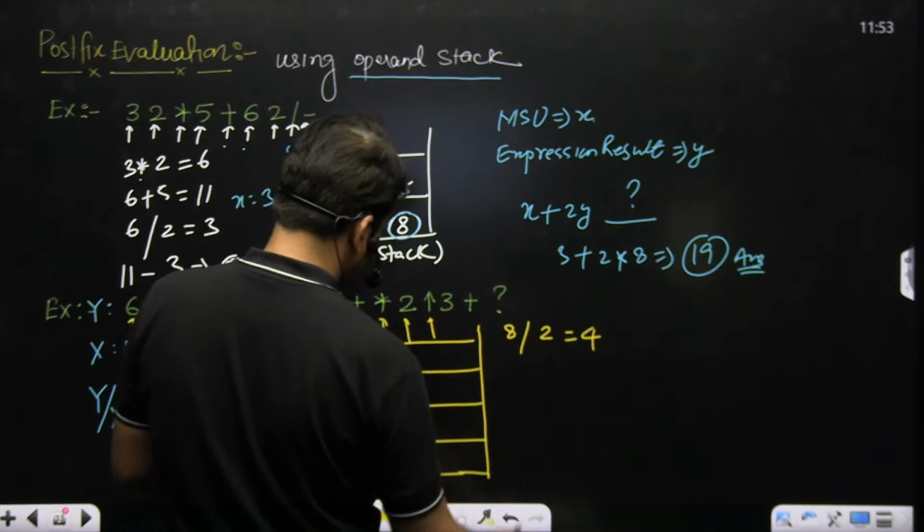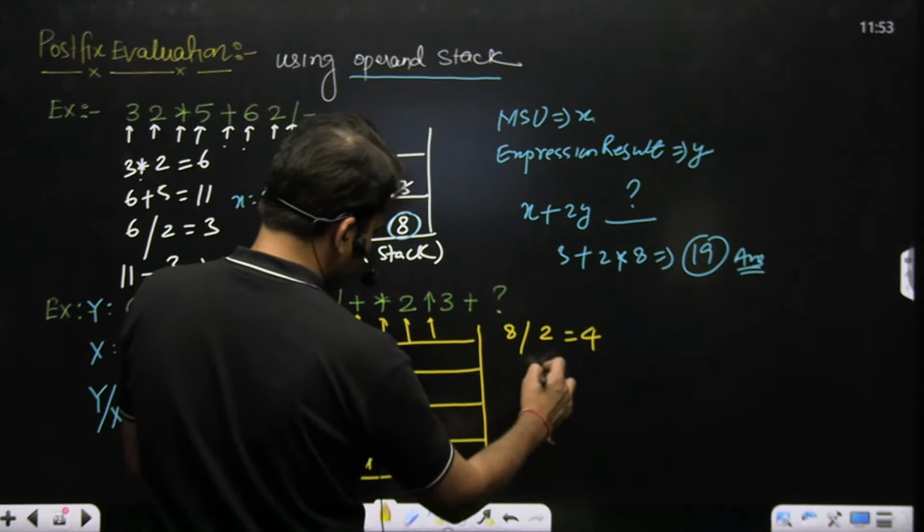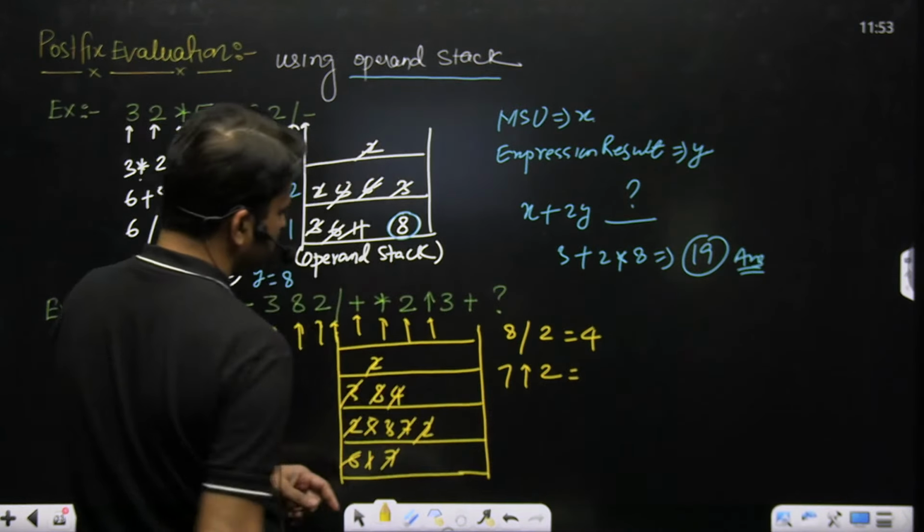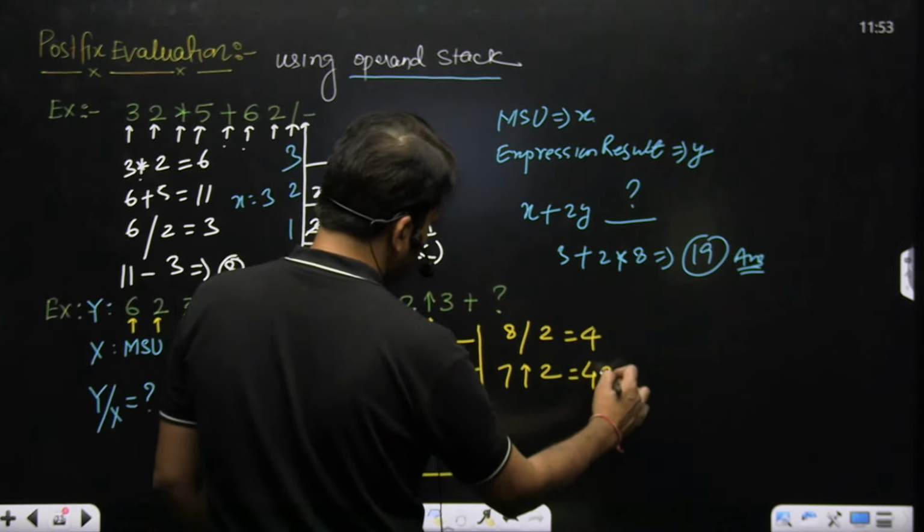Sir, the first pop becomes the second operand. Sir, this is 2, and the second pop becomes the first operand, बच्चे. And in between this power, तो क्या आएगा? 7 की power 2 कितना होता है बच्चे? 49. Okay.